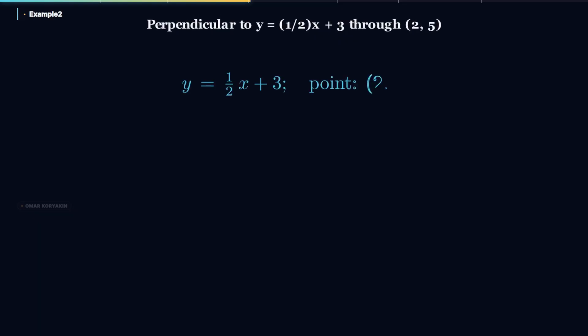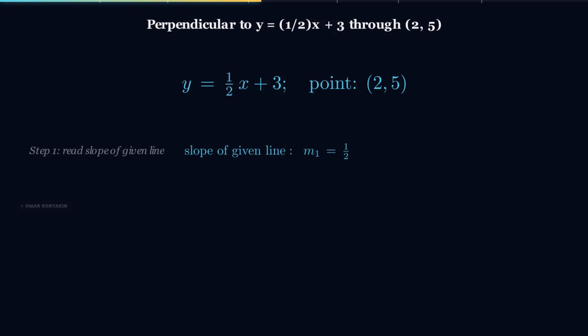Here is the second worked example. Write the equation of the line perpendicular to y equals 1/2 x plus 3 and passing through the point (2, 5). The given line has slope 1/2, so the perpendicular line will have slope -2 by the negative reciprocal rule.